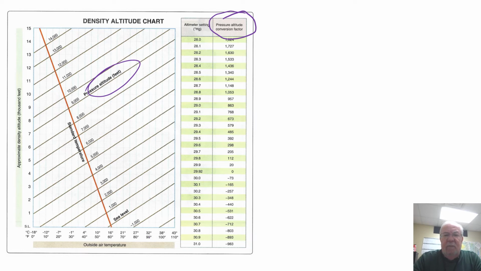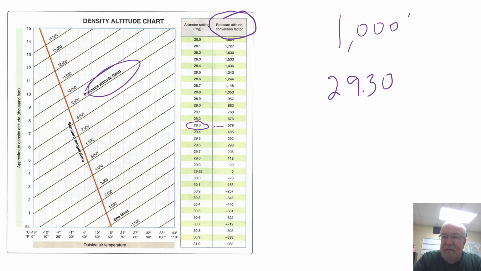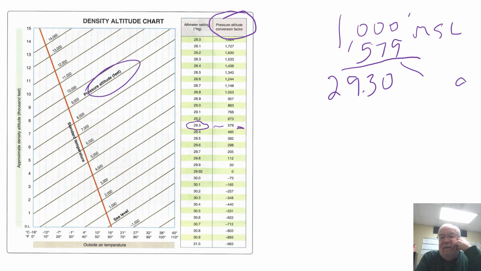Let's say, though, that the altimeter setting is 2930. So now we look over here, 2930 is here. They're just leaving the zeros off, typical in aviation. So the conversion factor, the airport elevation, we'll say it's still at 1,000 feet MSL. That's the airport elevation. So now it's saying you have to add 579 feet to that. Poor planning on my part. Okay, so let's see, 1,579 feet pressure altitude. So that's our pressure altitude.